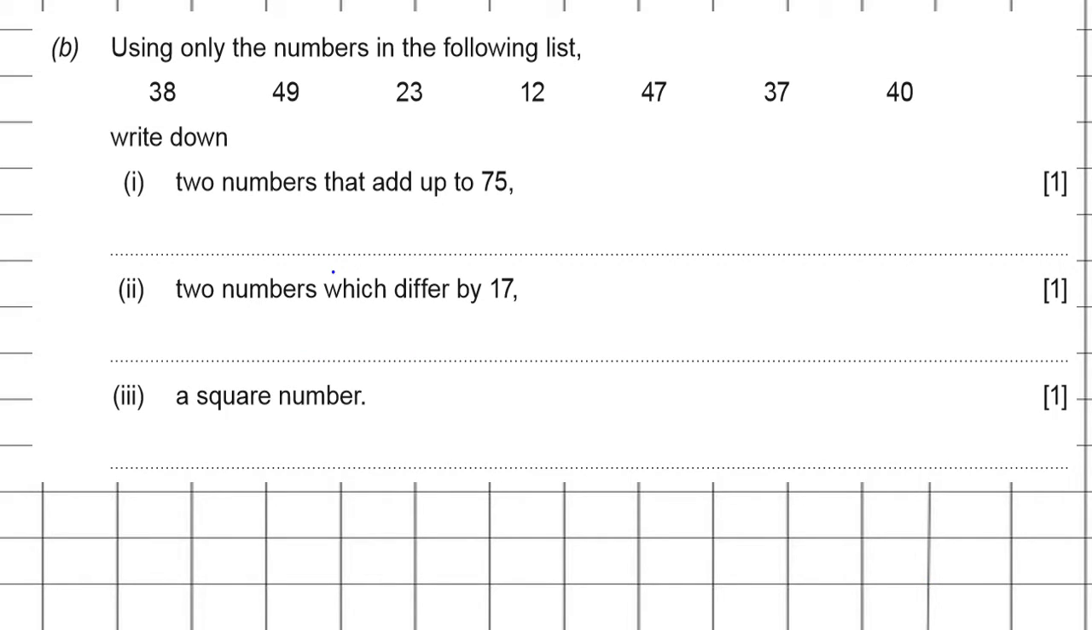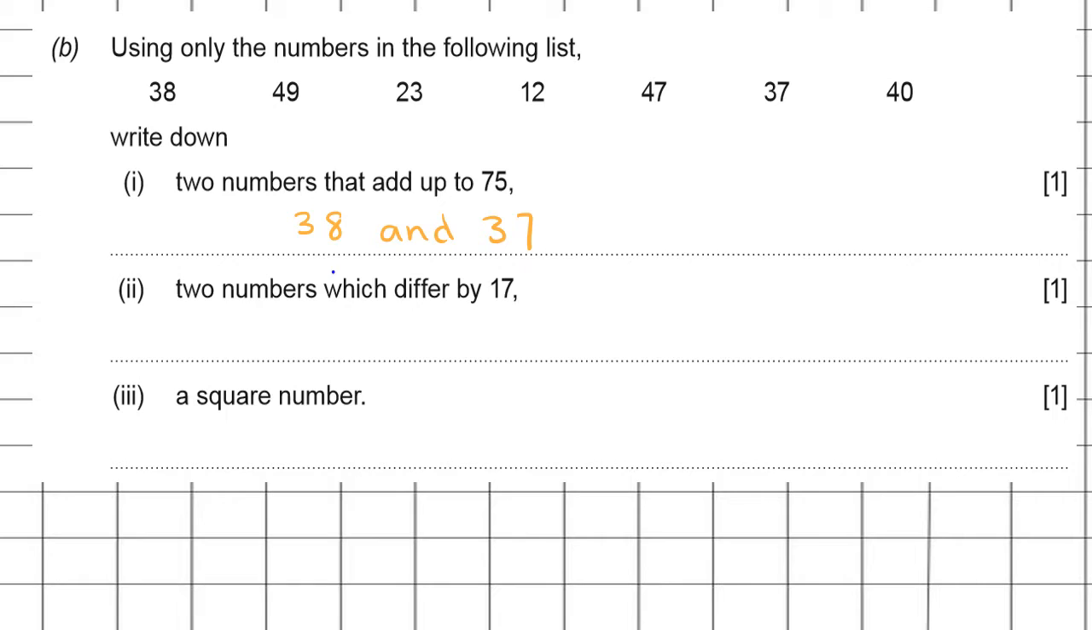Okay, part B. Using only the numbers in the following list, 38, 49, 23, 12, 47, 37 and 40, write down two numbers that add up to 75. 75 is quite a large number, so let's look at the two biggest numbers. 49 and 47, nope, doesn't make 75. 49 and 40 doesn't make 75. 38 plus 37 does make 75. So our answer is 38 and 37.